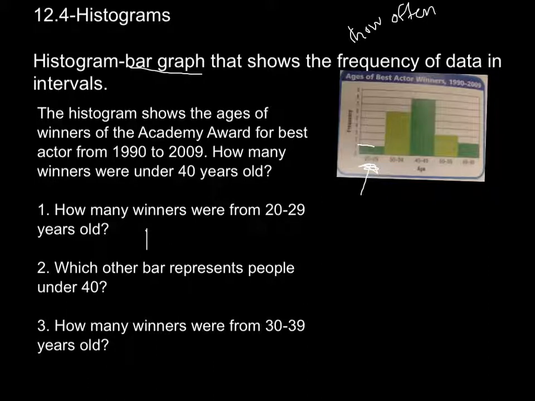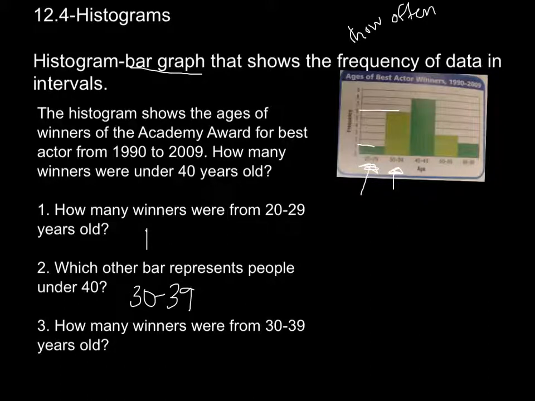Which other bar graph represents people under 40? Well, we could look at this one right here because this one has 30 to 39, and if I said 39 was under 40, yep, that's true. And that one, if I look over, I can see it is at 6. There are 6, oh, oops, that's not what it's asking. Read the directions, Mrs. Hamer. Okay, which other bar graph represents people under 40? The bar graph that is 30 to 39 people. Okay, that's that bar graph.